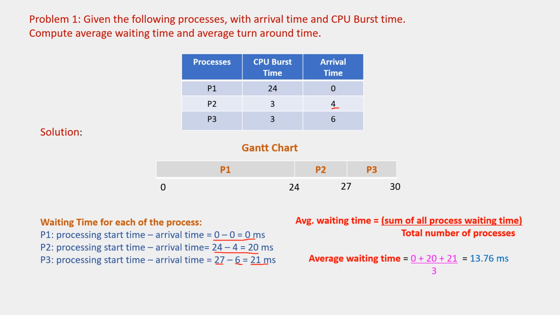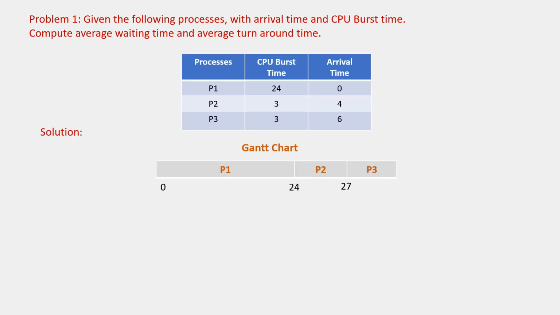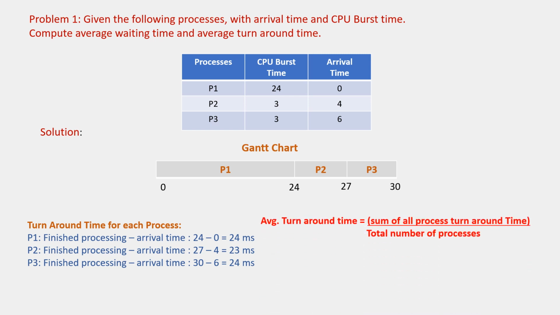So again calculate the average waiting time, sum of all the waiting times divided by the number of processes, which is equal to 13.76 milliseconds. Similarly, let's calculate the turnaround time for the system. Again calculate what time the process finished minus what time it arrived. You will get the turnaround time for each of the processes. So 27 was the time when P2 finished its execution. It arrived at 4 milliseconds. So the total turnaround time was 23. Then for the third process, it finished at 30. It arrived at 6. So total turnaround time for that was 24. So the calculation is now 23.67 milliseconds.